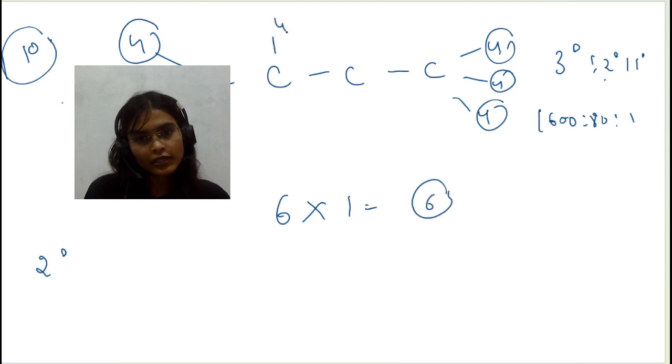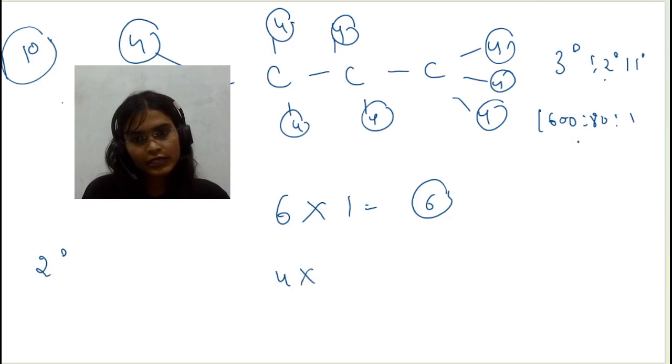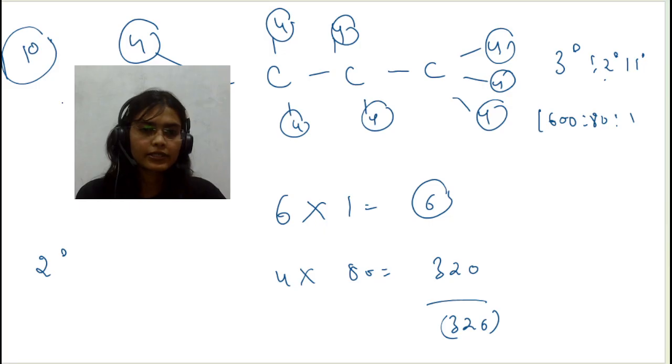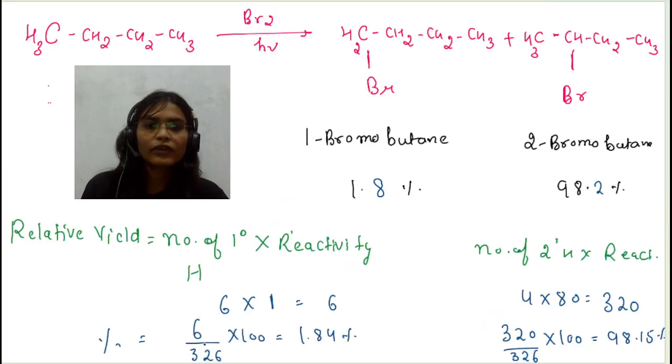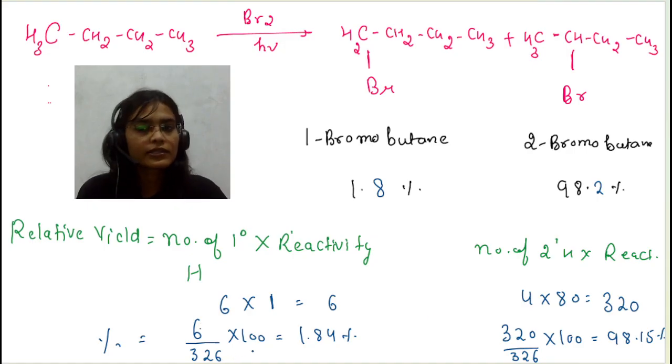Similarly, you can go with the secondary. How about the secondary? 1 hydrogen, 2 hydrogen, 3 hydrogen, and 4 hydrogen, so 1, 2, 3, and 4 total. So 4 multiplied with secondary means 80, so it becomes 320 there. Then total becomes 326. Okay, so then we have to find the reactivity, like 6 divided by 326, and then 320 divided by 326 multiplied with 100. This is the percentage we are getting.